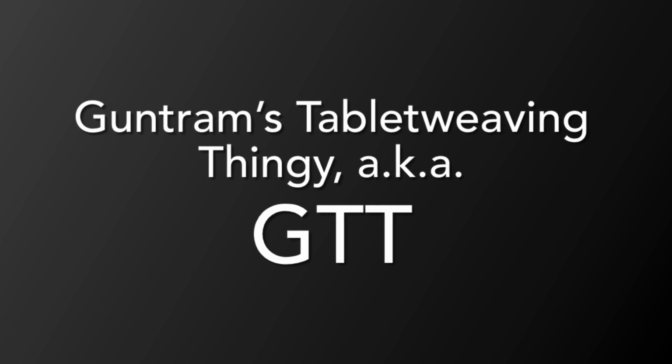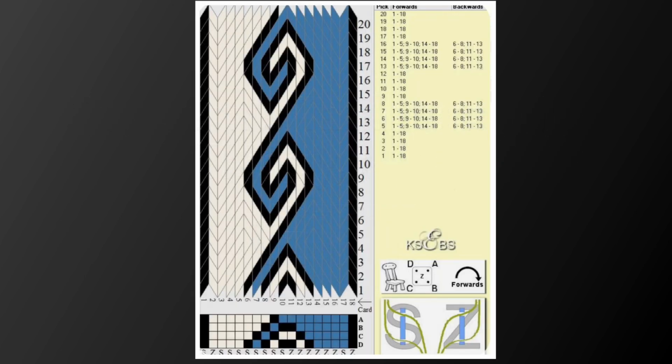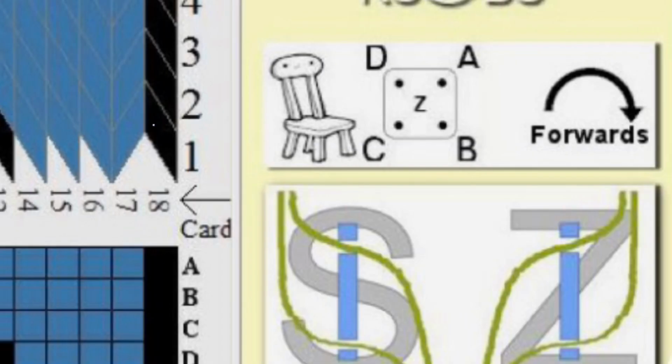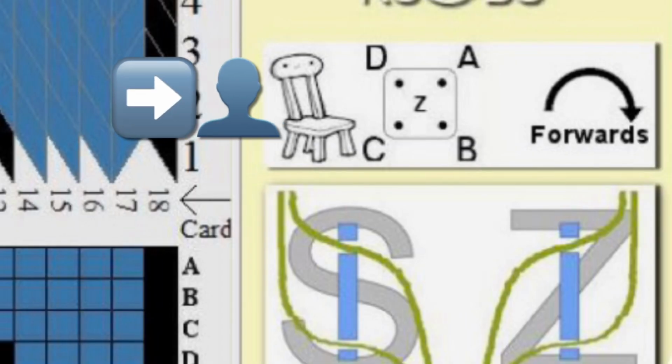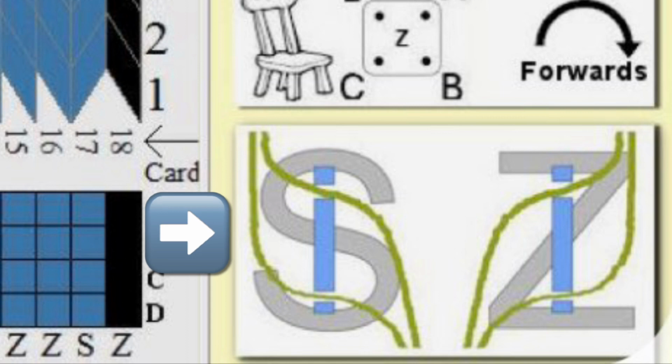Next, we're going to take a look at Guntram's tablet weaving thingy, also called GTT. You can recognize it with its yellow numbered turning directions, and instead of ovals, it has angled rectangles. Some of them show this key to help you know how to set it up. Some of them don't, but they all follow this same orientation. Your tablets face to the right so that the D is on the top and closest to the weaver, as if that weaver is sitting in that chair right there. Your forward turn is away from the weaver. You use S and Z as the direction of the thread going through the tablets.